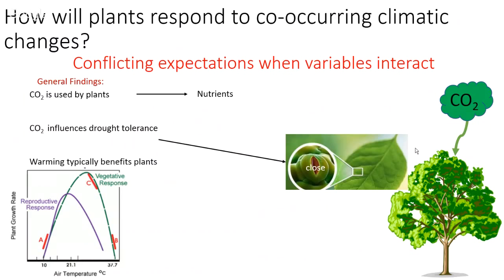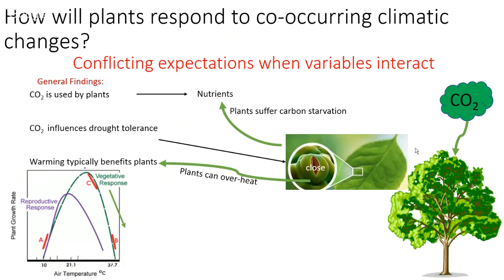So if we're taking our same example, as the stomata are closing, that stomatal conductance is being reduced, plants can overheat because transpiration can't occur when the stomata are closed. And same thing, if the stomata are closed, no matter how much CO2 is in the atmosphere, there's no way that CO2 is getting in, so these plants are going to start to suffer from carbon starvation.